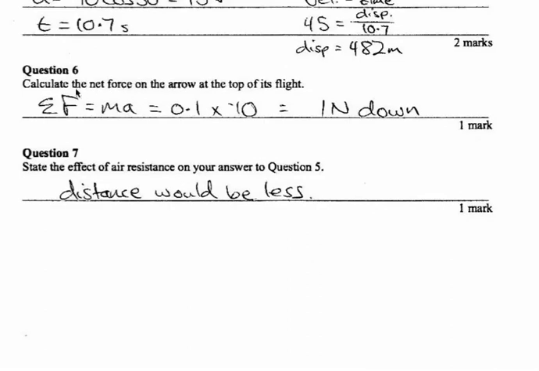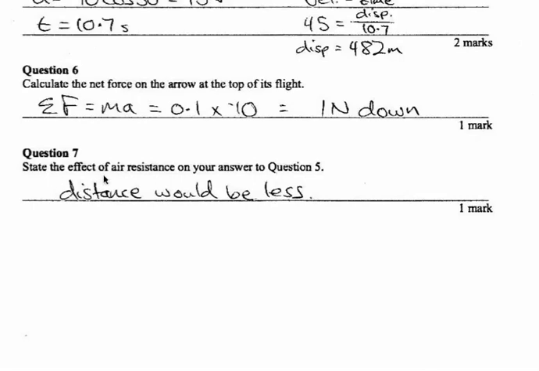Question 6, the net force on the arrow at the top of its flight. When the arrow is at the top of its flight, the only force acting on it is gravity, which is the only force acting on it through the whole of its flight. So at the top of the flight, net force equals mass times acceleration. Mass of the arrow, 0.1 kilograms, that was given to us in the question, times gravitational acceleration. So net force is 1 Newton down. Make sure you specify a direction. The force is a vector, of course.